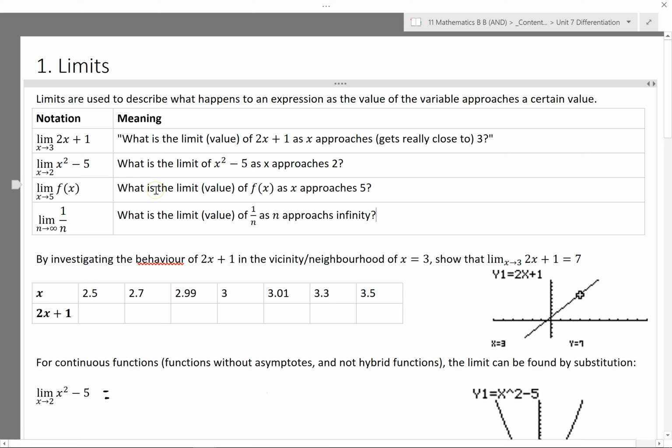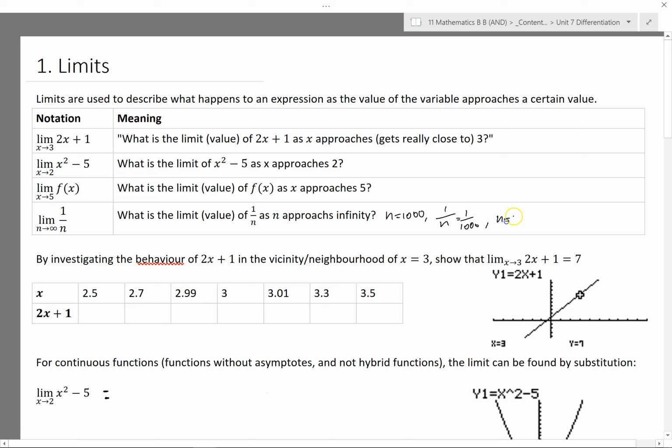So let's just look at this last one. The limit as n approaches infinity, so that just means that n is getting bigger and bigger. So I'd substitute in some values and see what happens. Maybe I'd put n equals 1000, and I'd see that 1 on n is 1 on 1000. That's a pretty small number. What if I made n even bigger, approach infinity closer?